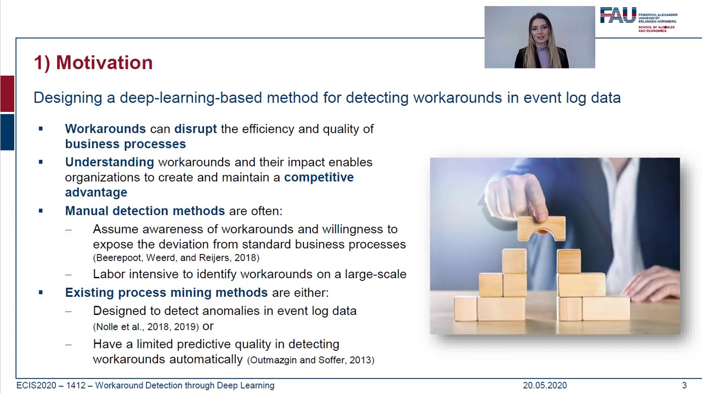Aligning information systems and business processes is quite challenging because processes frequently change, for example, if a new digital technology is adopted. This can lead to the emergence of workarounds. A workaround is described as any adaptation of the work activities that is not expected or not specified to be changed in this manner. Workarounds can disrupt the efficiency and also the quality of business processes. If they remain undetected, they may become institutionalized in the organization, and then they are hard to change again.